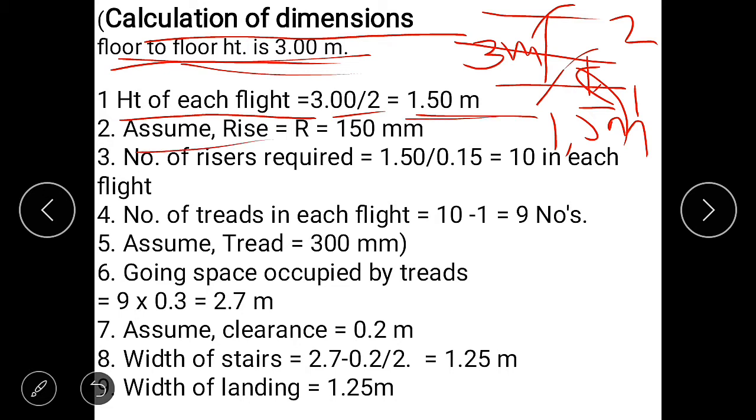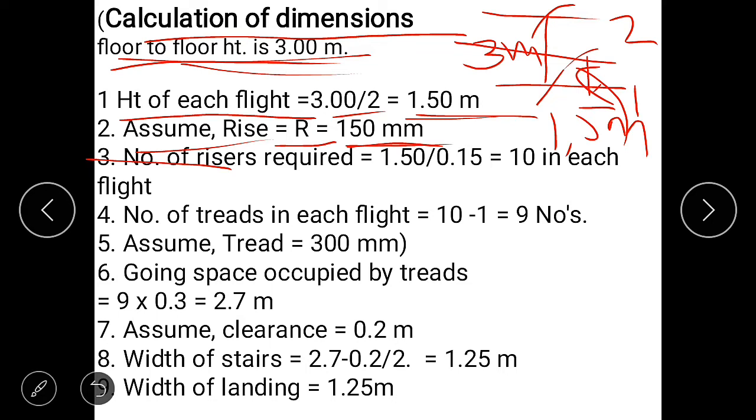So assume the rise. We already studied that as per the IS code, take a rise of 150 to 180, so we take 150 mm. If the rise is not given, then assume it. For a residential building, assume 150 mm to 180 mm, and for a public building, assume 120 mm to 150 mm.